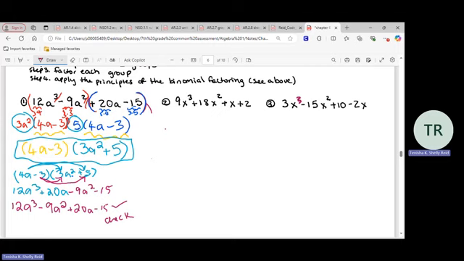Let's try it out. So we have 3x^3 minus 15x squared plus 10 minus 2x. So we would put it in standard form first, because right now it's not. So we have now 3x cubed minus 15x squared minus 2x plus 10. Remember, before we work with it, standard form. Then we are going to group it.